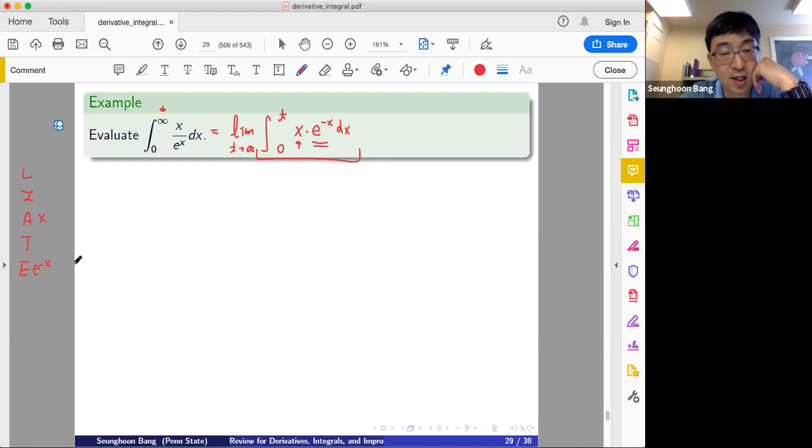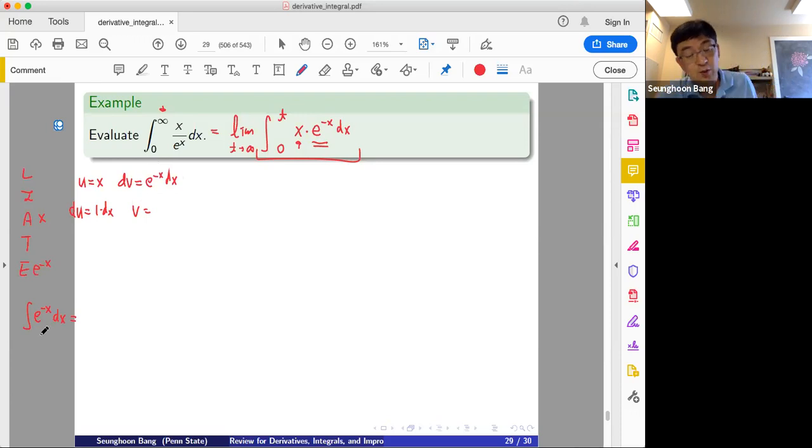So which one is u? The top one is u. The u is x, the dv is e to the minus x dx. Find du: x prime is 1 times dx. The v is the integral of e to the minus x. What's the integral of e to the minus x dx? Do you know that? Could you write your answer on the chatting board? What's the integral of e to the minus x dx?